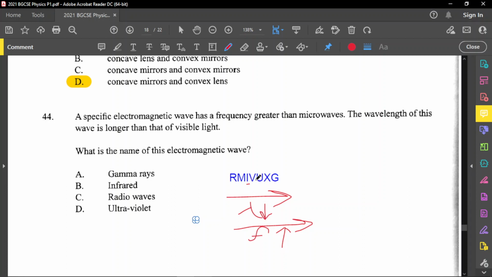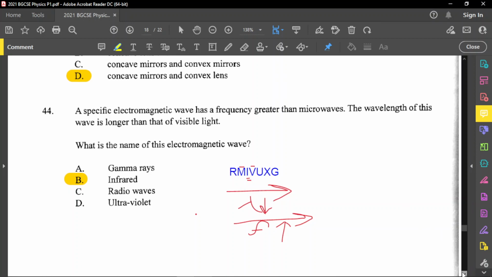As a matter of fact, infrared, visible light, ultraviolet, X-ray, gamma ray are all greater in terms of frequency than microwave. But it said now that the wavelength is longer than visible light. And so infrared is the one that falls between these two. Okay, so between microwave and visible light, we have our infrared. So infrared is the answer. And again, an easy way to remember this: radio, my information verbally, unless X news is gibberish.